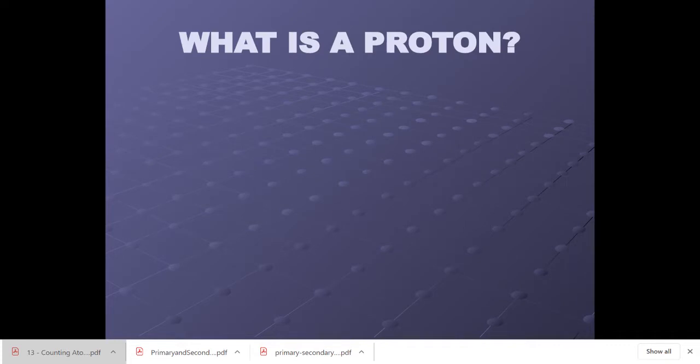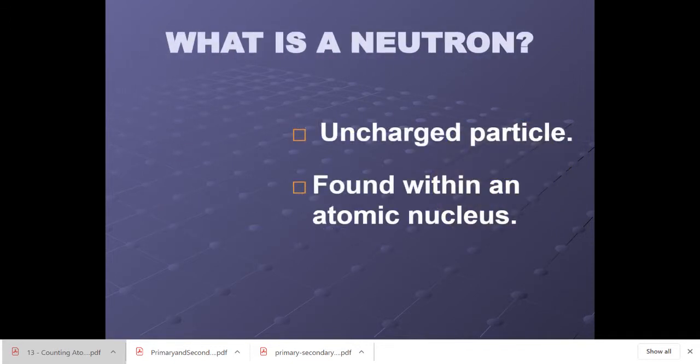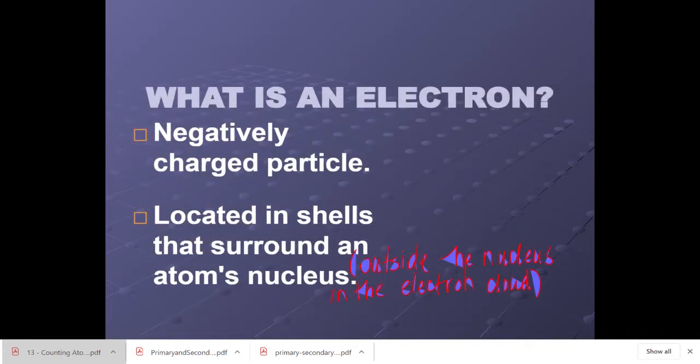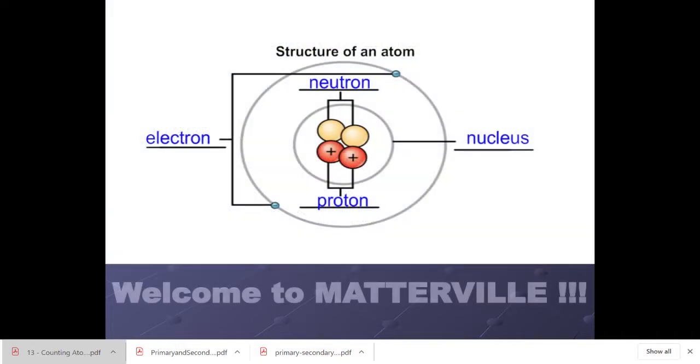What is a proton? A proton is a positively charged particle. It is found within the atomic nucleus. A neutron is an uncharged particle found within the atomic nucleus. An electron is a negatively charged particle. It's located in shells that surround an atom's nucleus, so it's outside the nucleus in the electron cloud.